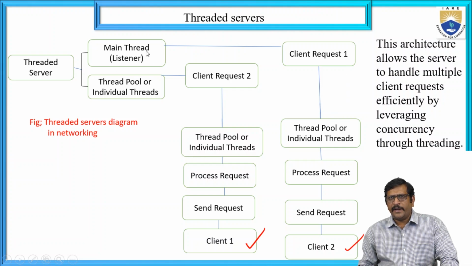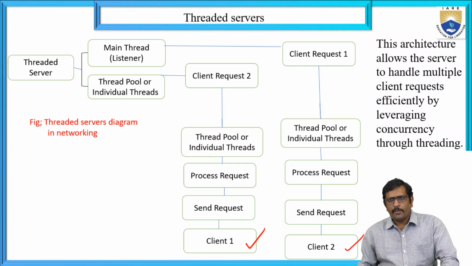With the help of this main thread, the threaded server is listening for requests. After listening, the threaded server processes whatever requests are received from the multiple clients. After completing the process, it sends the response back to multiple clients at a time. So that is a concurrency mechanism. With the help of these threaded servers or multi-threaded servers, we can implement the concurrency mechanism. At a time, a number of jobs can be performed.